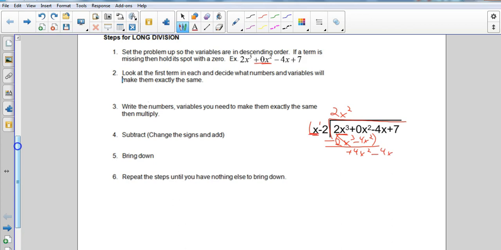I'm looking at 1x again, you go into 4x squared. Obviously, 1 times 4 is 4. And x to the first times x to the first will give me x squared. So I'm going to multiply by 4x. 1x times 4x is 4x squared. Minus 8x. But remember, put in parentheses and subtract. 4x squared minus 4x squared cancels. Negative 4x minus the negative 8x is really plus 8x.